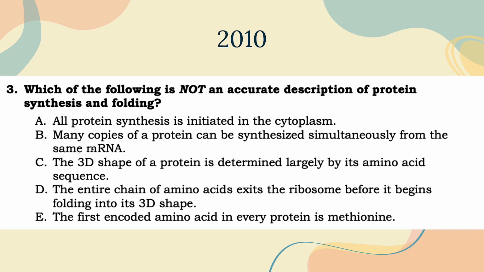I did mention this, but you end up with something called a polyribosome, where you have an mRNA with a lot of ribosomes on it that are synthesizing proteins. And then E, the first encoded amino acid in every protein is methionine. That's true because that's the start codon.